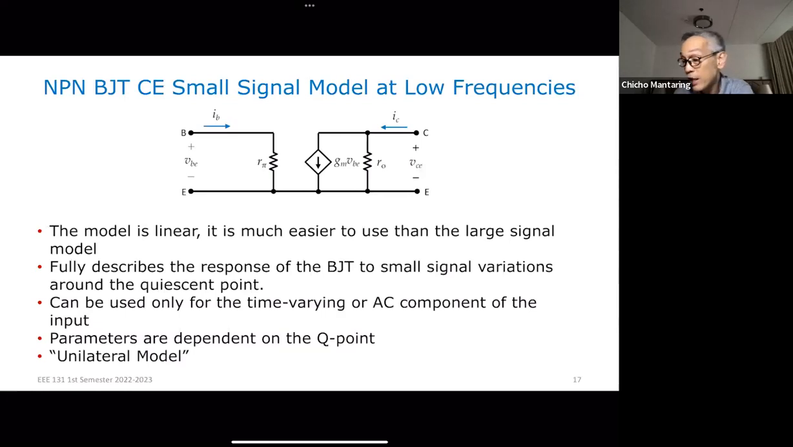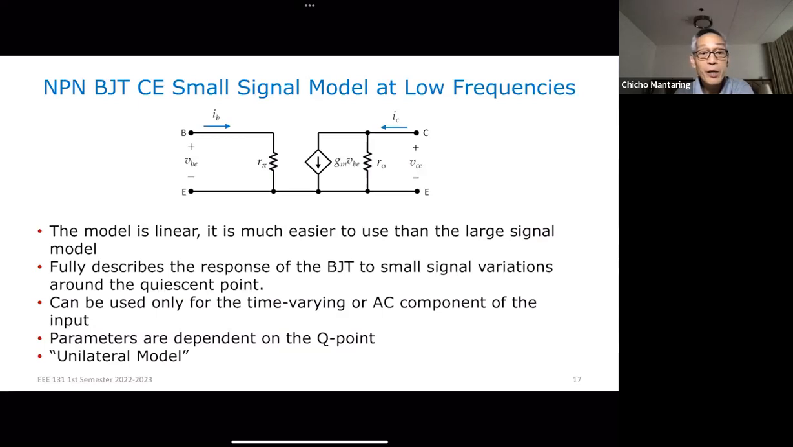Okay, so this is a linear model. It is much easier to use than the large signal model, definitely. You don't have to do any iteration. You can use mesh analysis or nodal analysis. You can use superposition. You can use what have you, all the techniques that you already know. Okay, this fully describes the response of the BJT to small signal variations around the quiescent point.